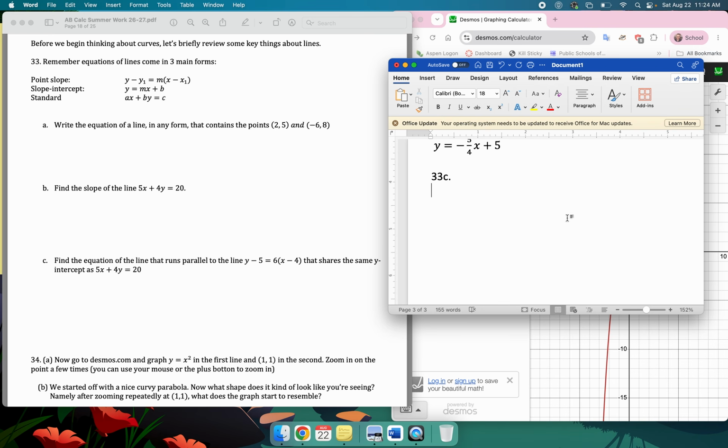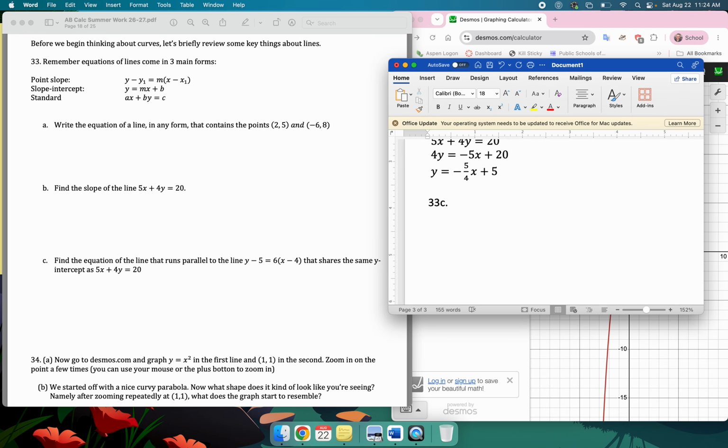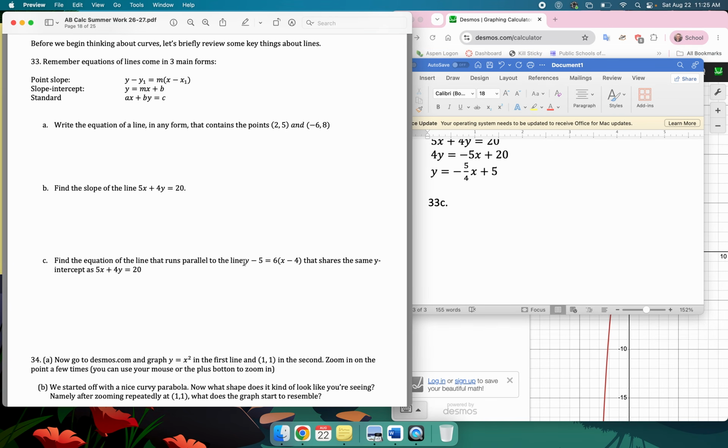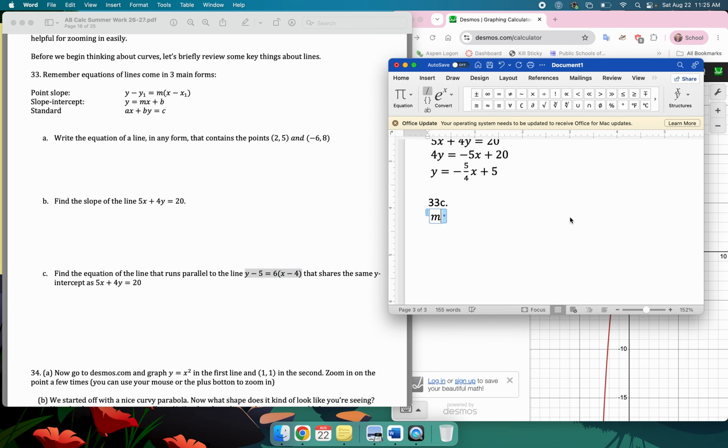C, find the equation of the line that runs parallel to the line blah blah blah, but which shares the same y-intercept as blah blah blah. Okay. Well, the fact that our mystery line is parallel to this line means that our mystery line has the same slope as this line. This line here is in point slope form, and if I compare it, I can see that the value of m is 6. So the slope of this line is 6. Since our line is parallel to this line, that means that the slope of our line is also 6. So I'm just going to write m equals 6.